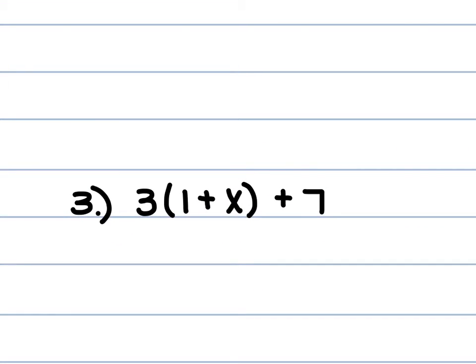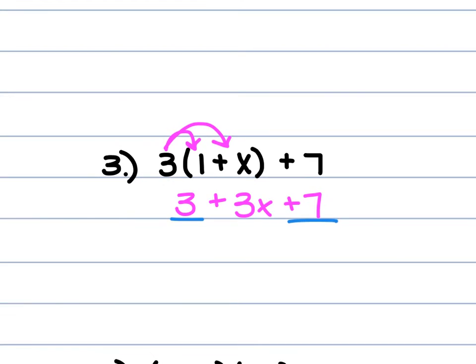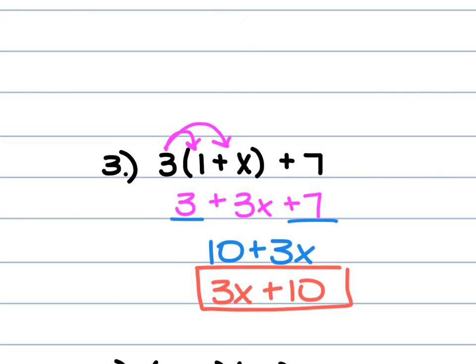For 3, we have 3 times 1 plus x plus 7. So we're going to distribute that 3. 3 times 1 is 3. 3 times x is 3x plus 7. Your like terms are the 3 and the 7. So we're going to do 10 plus 3x. Now, the correct way to write this is 3x plus 10. You always want that term that has the variable to come first.